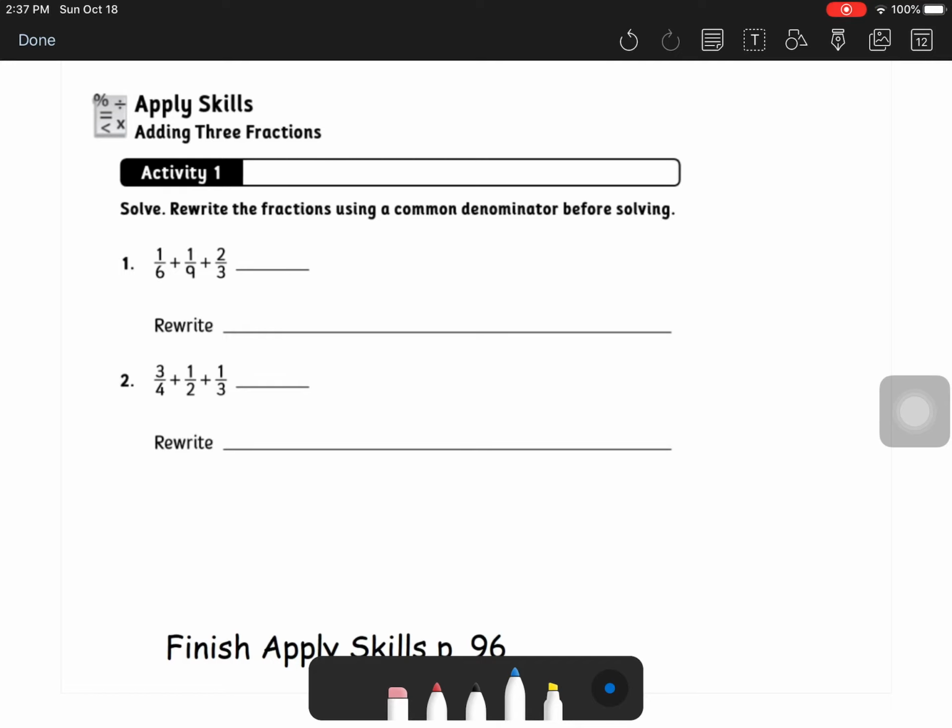Okay, so if I have 1/6, I could multiply times 3, which would give me 3/18. Now with the 9 in the bottom, I'd have to multiply by 2, top and bottom, and so that would give me 2/18. And then for the 2/3, I'd have to multiply the 3 by 6, and so that would give me 12/18.